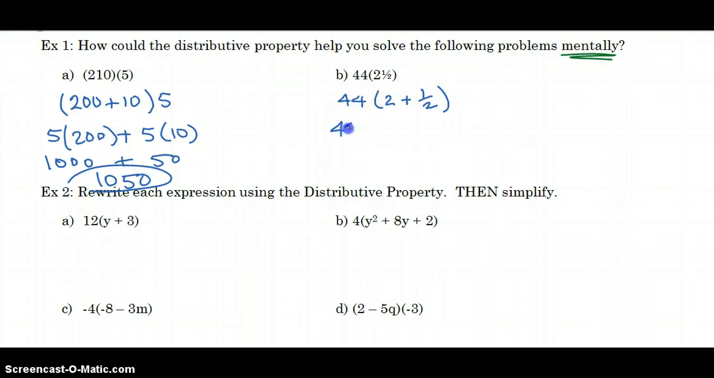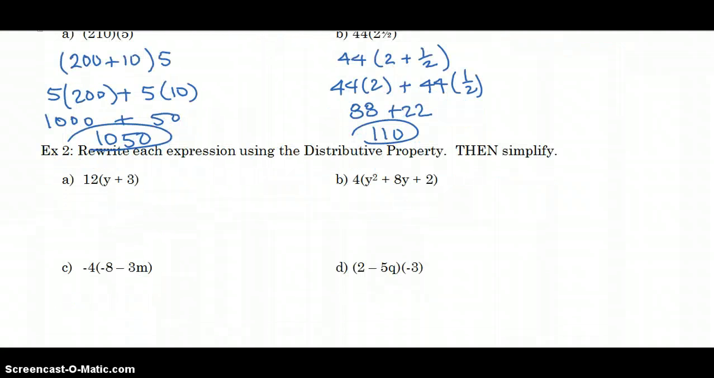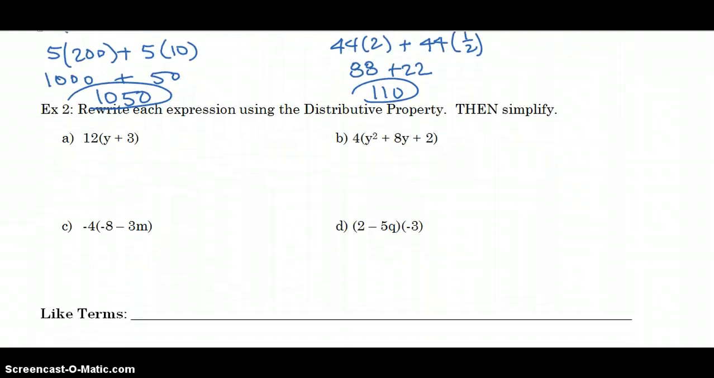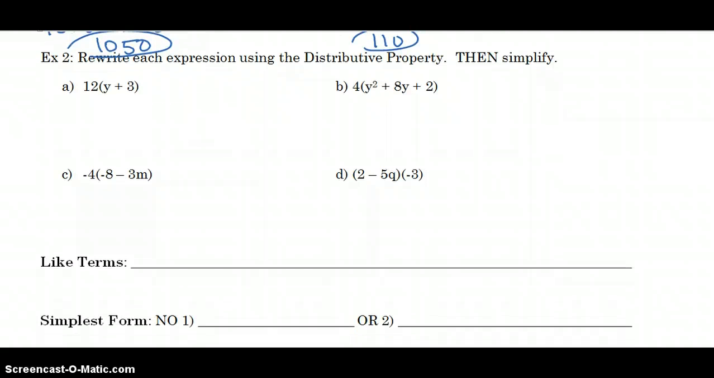So now if we say 44 times 2 plus half of 44, or 44 times 1/2, we'll get 88 plus 22, which will give us 110 for our final answer. So that's just a few ways you can use the distributive property backwards to undo a problem and make it a little bit easier. Example 2 says to rewrite each expression using the distributive property, then simplify.